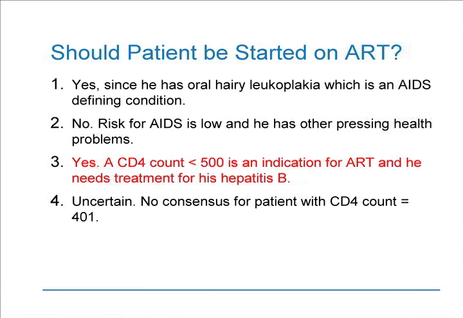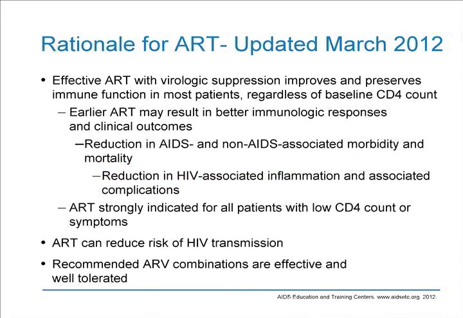The right answer for this case would be that his CD4 count less than 500 is an indication for therapy, and he does need treatment for hepatitis B. So the rationale for using therapy in broader populations has been updated in the spring of 2012 version of the U.S. Department of Health and Human Services treatment recommendations, and part of their rationale is repeated here.